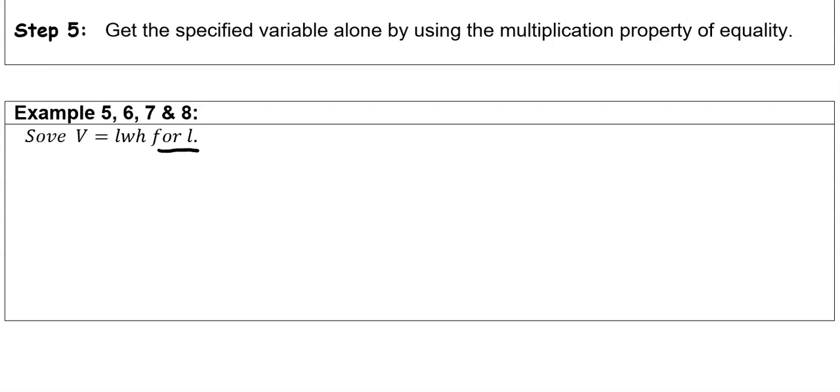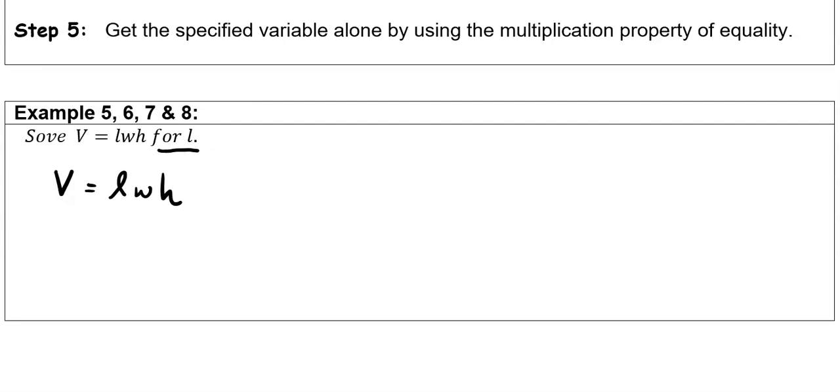So we have our equation V is equal to LWH. If you haven't already seen the connection, we only have to focus on step 5 of our steps because there are no like terms and there are no parentheses. We don't have to use the addition property to move things to one side or the other. We just have some factor multiplying our L.